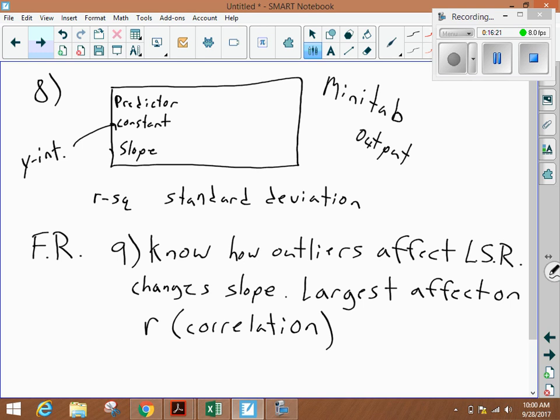Yay, another Minitab output. So do make sure you understand how to read the Minitab output. Study, study, study Minitab outputs. Make sure you know which is the slope and which is the y-intercept. Okay.